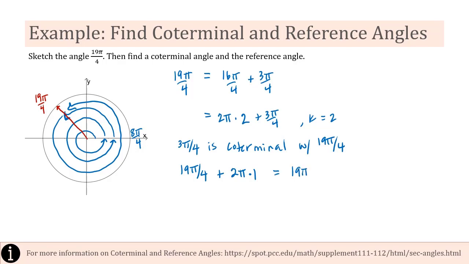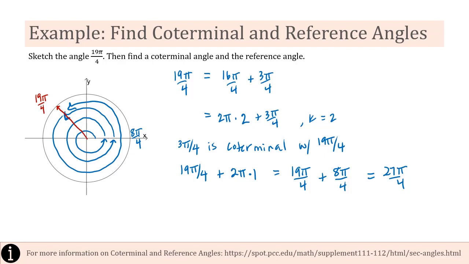Again, we need to think in terms of fourths. 2 pi is 8 pi over 4. So if we add those, 19 plus 8 is 27 pi over 4. So 3 pi over 4 is coterminal. So is 27 pi over 4. I could just go crazy. I could keep on going.